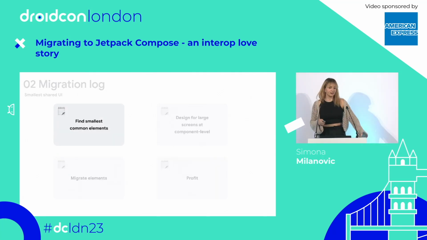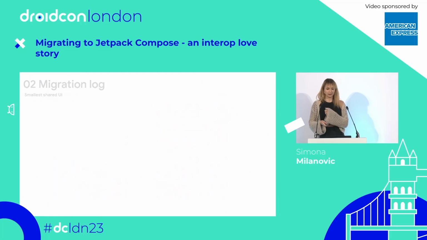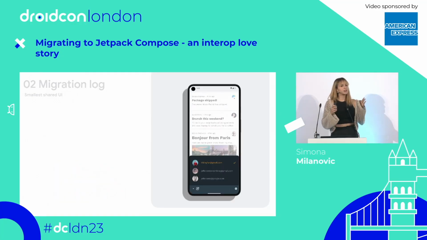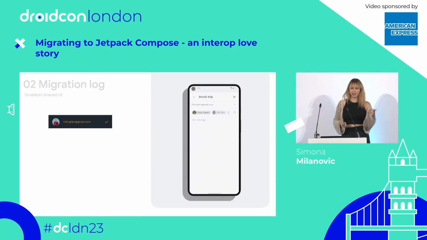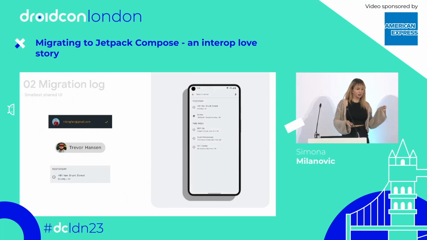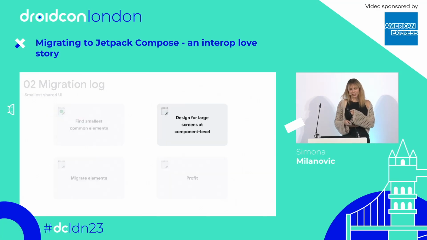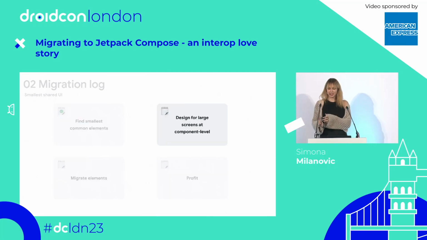So for this specific step, what we're going to do is find the smallest shared UI in our Reply sample first. So we look for the smallest reused XMLs and elements without a lot of binding variables, least data pulled from the network, the least dependencies required, like, for example, Glide. In our case, that will be the account item, then recipient chip, and finally, the search suggestion item. Next step is to understand how to design for large screens at this component level.